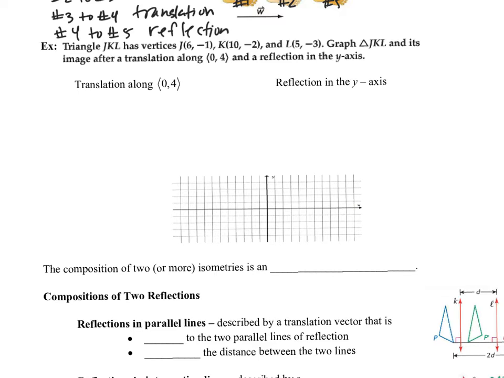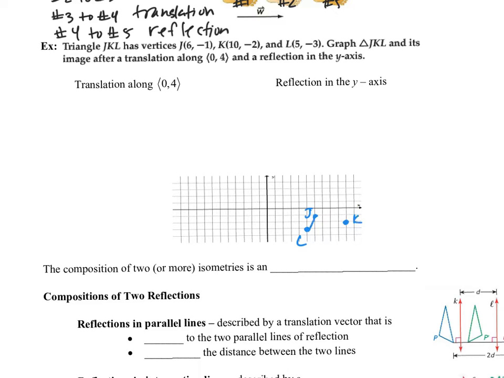So J is at (6, -1). So 1, 2, 3, 4, 5. Okay, there's J. And then vertex K is at (10, -2). So 1, 2, let's see, this is 6, 7, 8, 9, 10. Negative 2 rather. So there's K. And then L is at (5, -3). 1, 2, 3. So there's L. I'm going to move the names of my vertices so they're not on the insides of the triangle. So this is J and this is K.